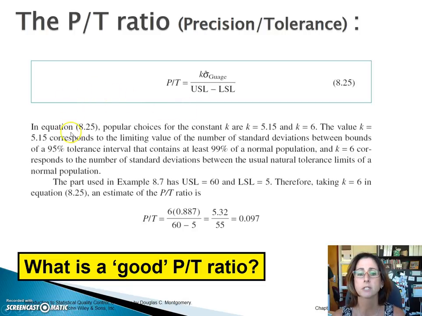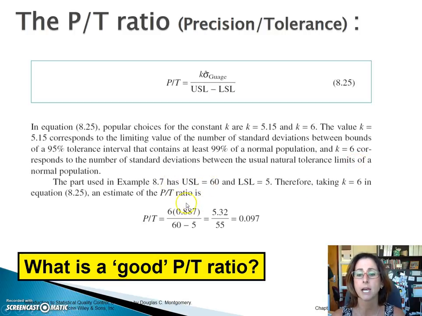So the discussion of K is here, but we're going to use 6. And you can see that corresponds to the number of standard deviations between usual natural tolerance limits of a normal population. That's very similar to what we were looking at with control limits, right? We went 3 standard deviations above the center line, 3 standard deviations below, so we'll use that here.